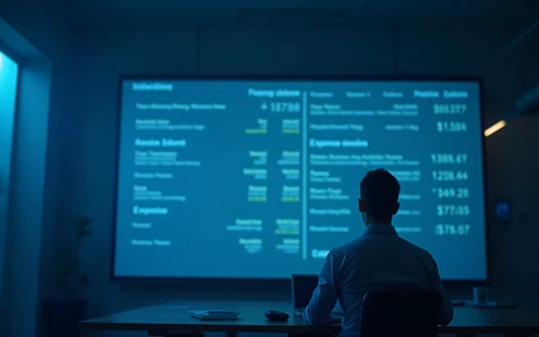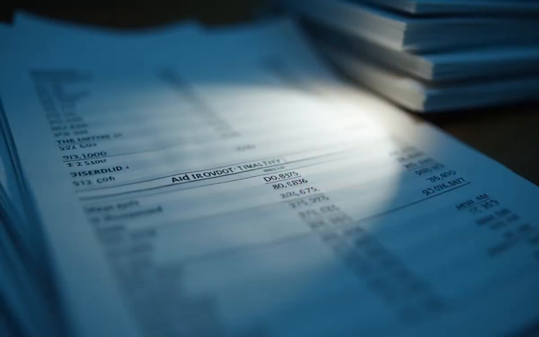Let's start with the income statement. This tells you how much money a company made, its revenue, and how much it profited after subtracting all its expenses. A simple example, let's say TechCo had $10 million in revenue and $7 million in expenses. That leaves a net income or profit of $3 million. That sounds good, right? But we need to look at this over time. Is revenue growing? Are expenses under control? A single year's income statement doesn't tell the whole story.